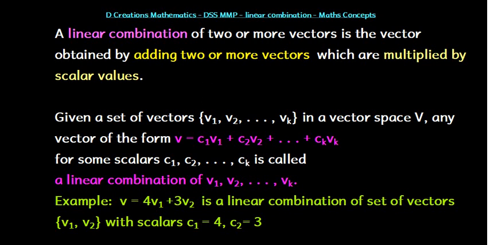Let us take an example. For simplicity, let us take a set of only two vectors, v1 and v2. Let the scalars be 4 and 3 respectively. Then what do you have to do? Multiply the first vector by the first scalar, 4 and v1 give 4v1. This is the first product term. Then 3 is multiplied with the second vector, which gives you 3v2. And when you add them up, 4v1 plus 3v2, that gives you the linear combination of vectors v1 and v2.